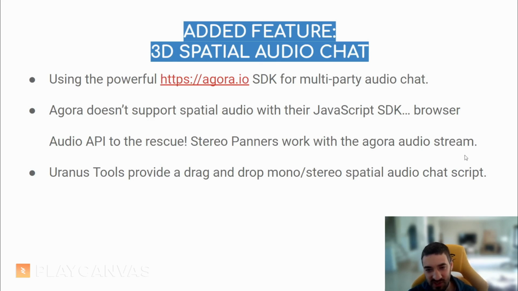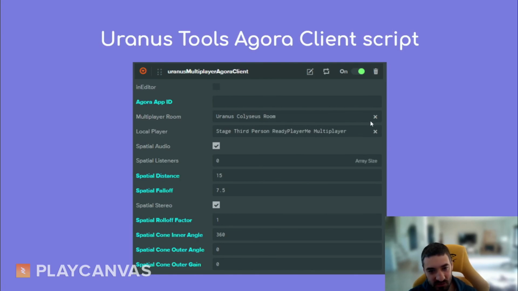Agora doesn't really support spatial audio in the JavaScript SDK. Spatial audio is like full-blown 3D stereo audio, like walking around in a 3D scene and listening from your right ear to the player sitting by your side. But we implemented this in Uranus Tools using the browser audio API, using stereo panners based on the real world position of the player. So you get both mono and stereo spatial audio depending on your choices. This is the script that's being used in Uranus Tools SDK and the full array of settings that you can customize.